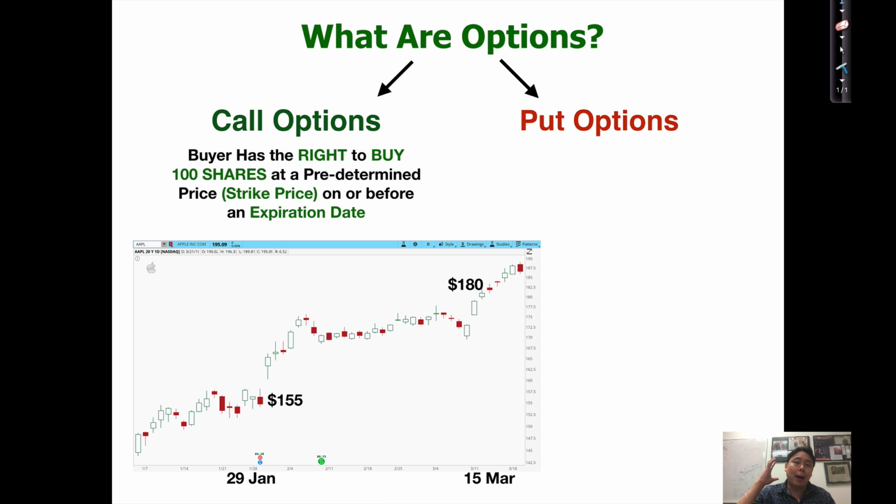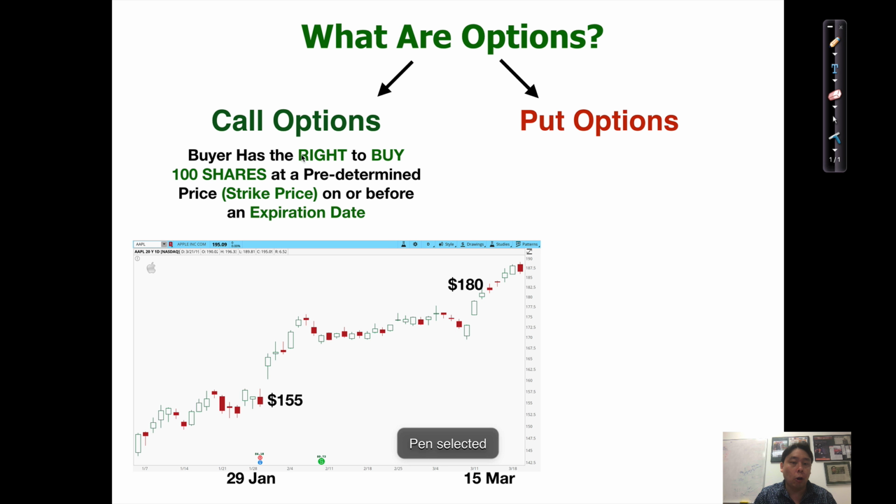Okay. So when you buy a call option, you now have the right. You have the right, but not the obligation, right? You have the right to buy 100 shares of a particular stock. So again, it could be Amazon, Apple, Facebook, right? And you can buy 100 shares of this stock at a price that you lock in. And that is known as the predetermined strike price. So no matter where the stock price goes, you have the right to call the shares at the price you have locked in before or on an expiration date.